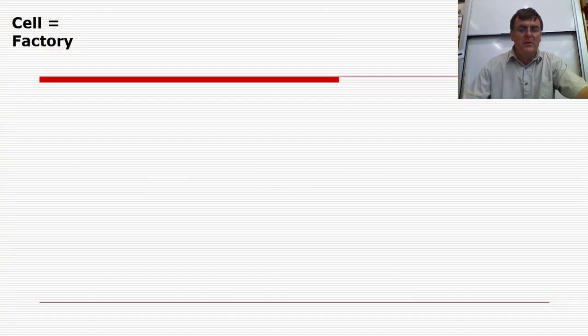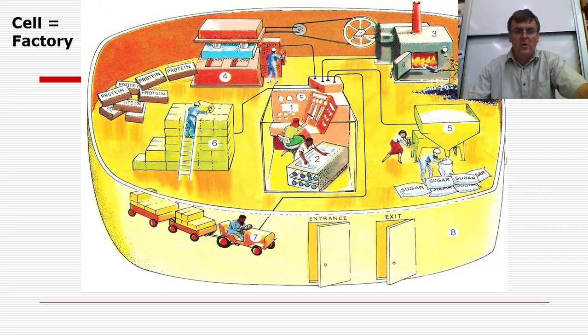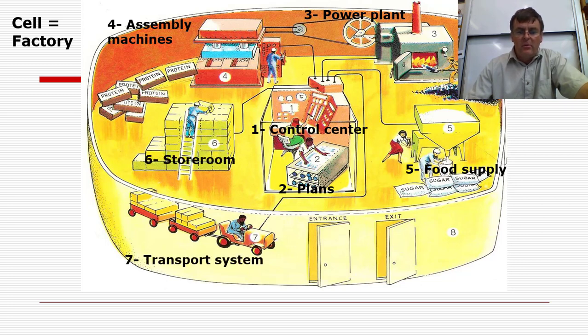It's a bit like a factory, your cell. Think of it like a factory. Here's a factory. What have we got inside there? Control centre, the boss's office. You can see the guy looking at the blueprints there. The plans, what's going to go on. We've got a power plant. We've got assembly machines, food supply, storeroom for stuff, a transport system, a factory fence around the outside. We've got all those things inside a factory.